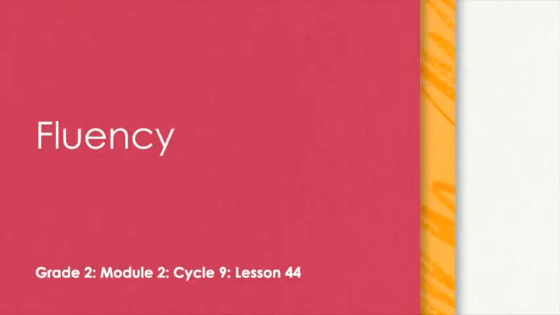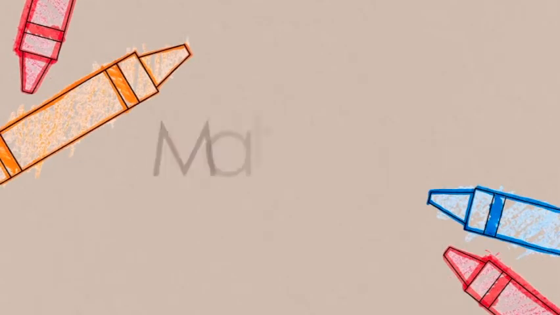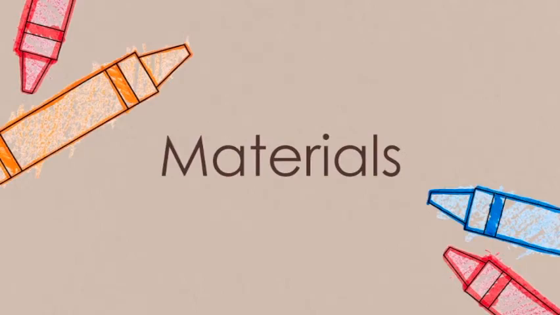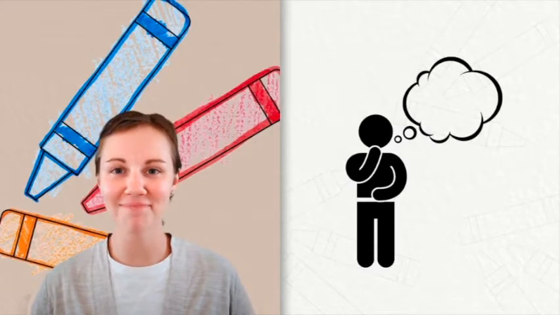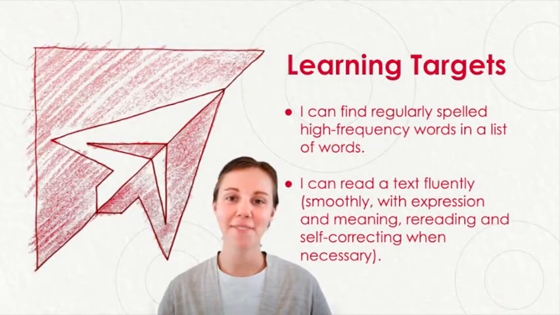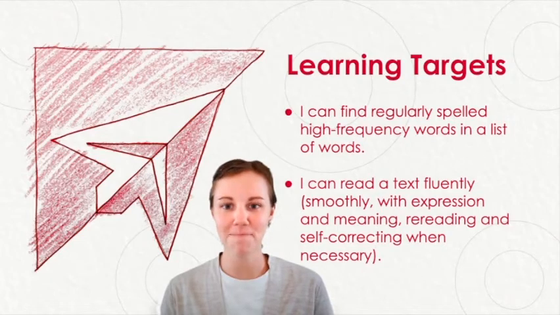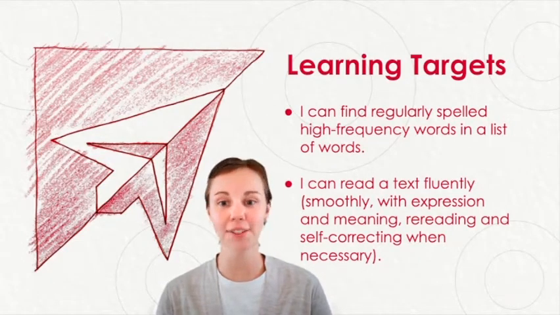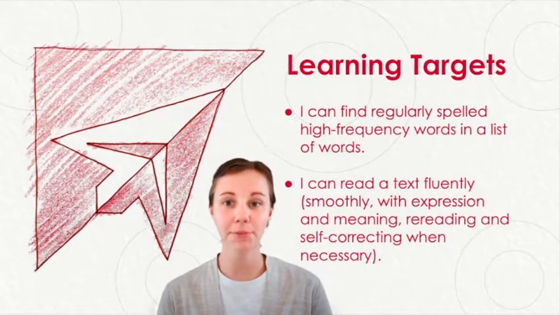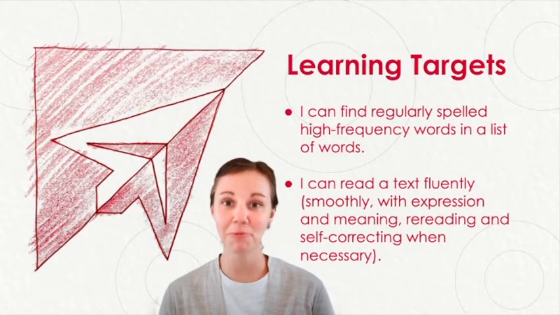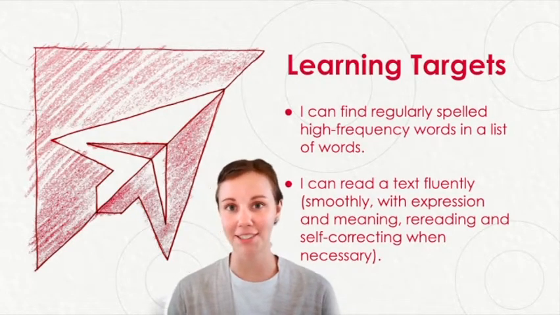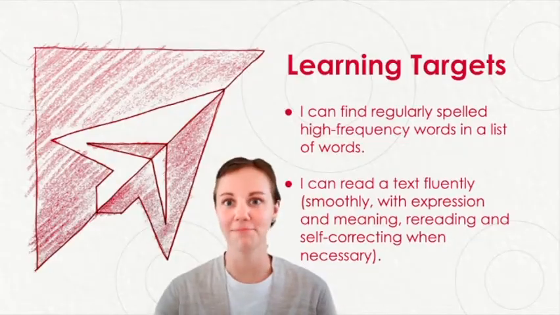This is Module 2, Cycle 9, Lesson 44. Materials! Go ahead and put on that thinking cap. Are you ready? Follow along as I read each learning target. I can find regularly spelled high-frequency words in a list of words. I can read a text fluently, smoothly, with expression and meaning, rereading and self-correcting when necessary. Let's jump right in.